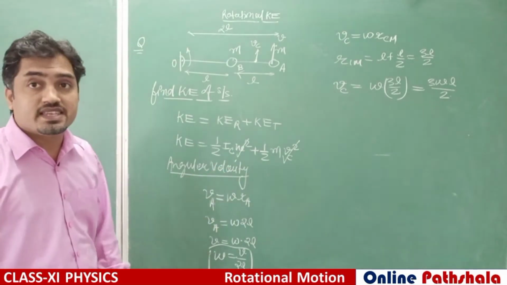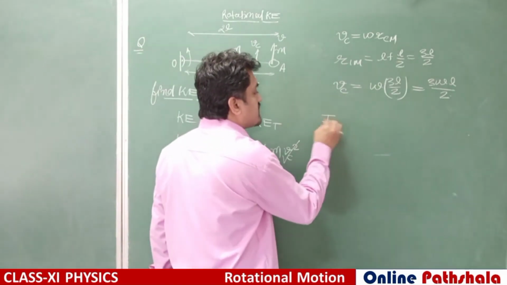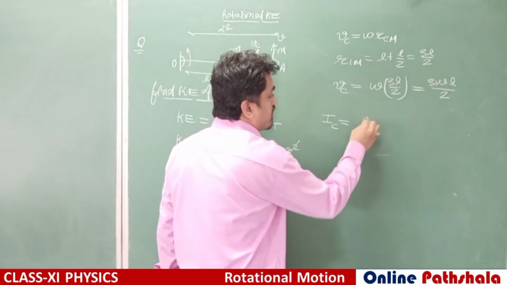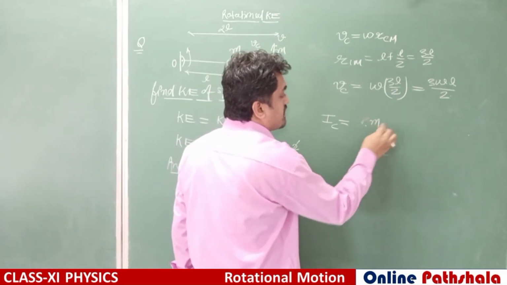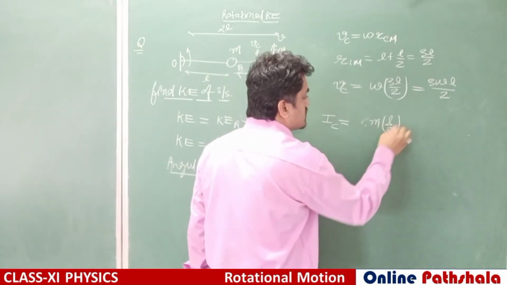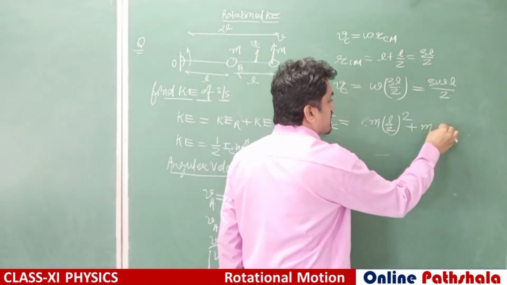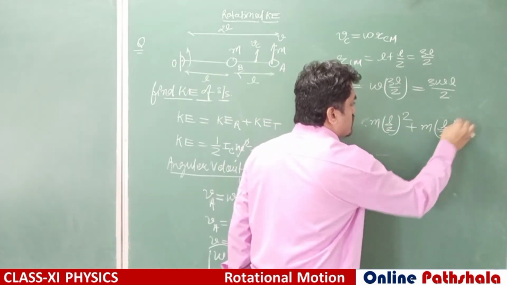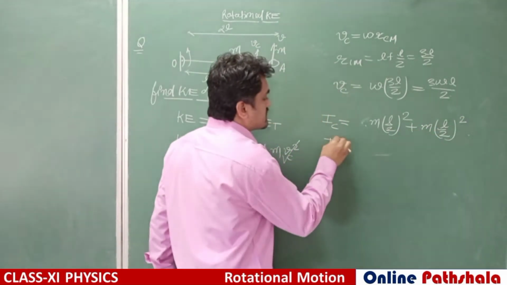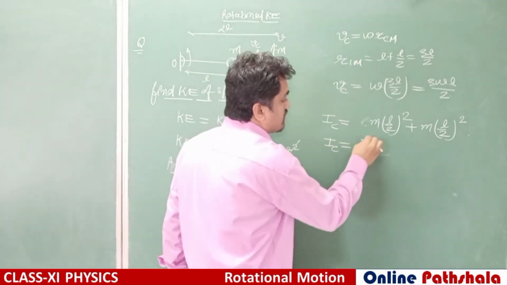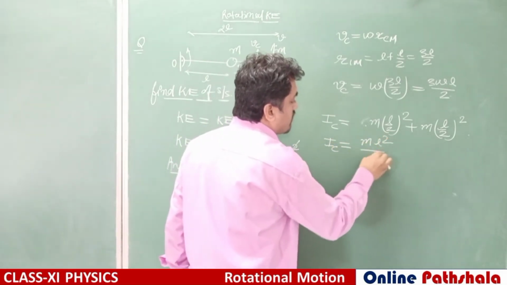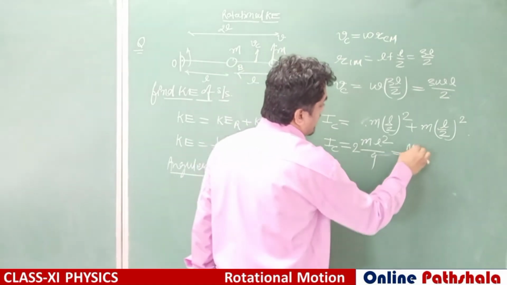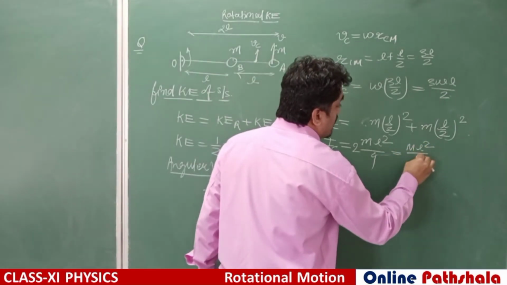Now what is Ic? Ic is the moment of inertia about the center of mass. For the first particle it is m into distance L by 2 whole square. For the second also it is m into L by 2 whole square. So Ic is equal to mL square by 4 into 2, so it is mL square by 2.